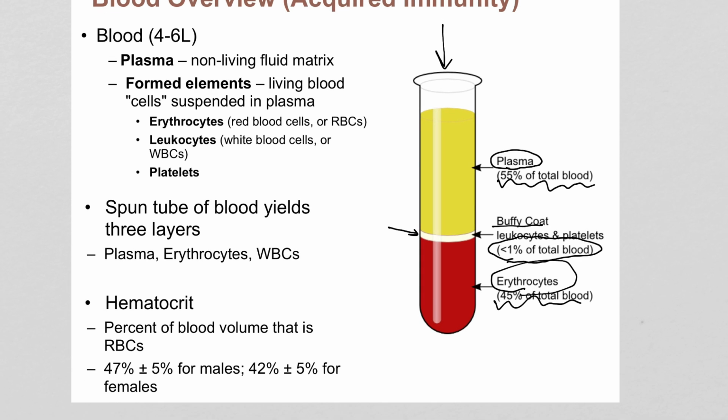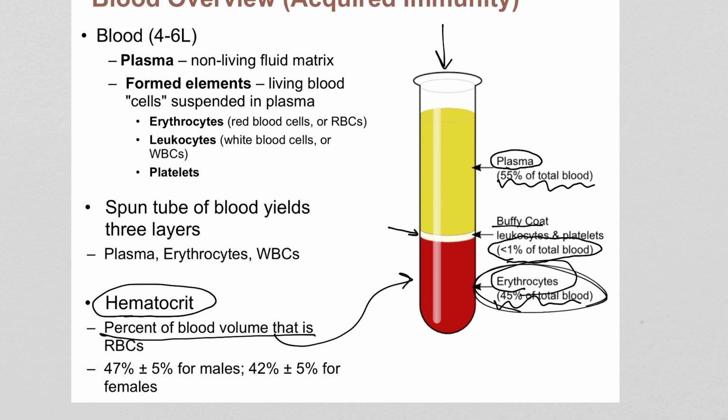Right. And when we quantify all this, we use a number called hematocrit. Hematocrit is really just the percentage of your blood volume that's made up of red blood cells. And so in this example, this person would have a hematocrit of 45%, right? Because that's how much of this total volume was red blood cells.